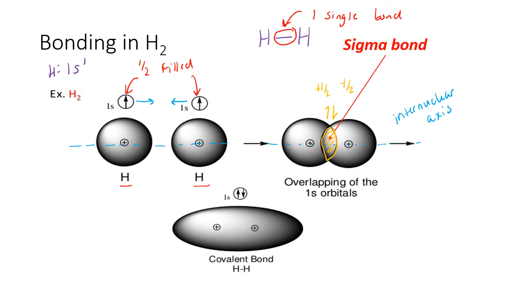So this region of overlap is our bond, and it has a specific name. This is called a sigma bond. A sigma bond represents a single bond, which is what we have in hydrogen. We have one single bond, we said. And so a sigma bond is very specific. It is where you have this overlap that occurs directly along the internuclear axis.